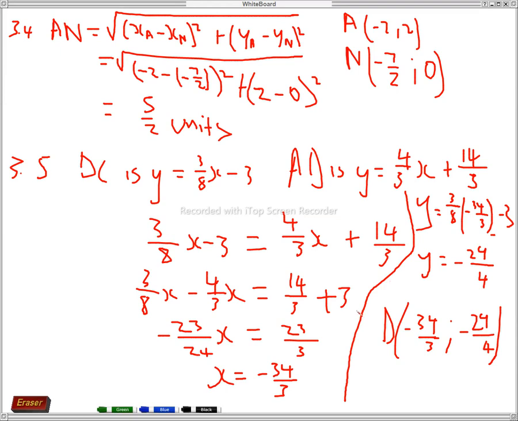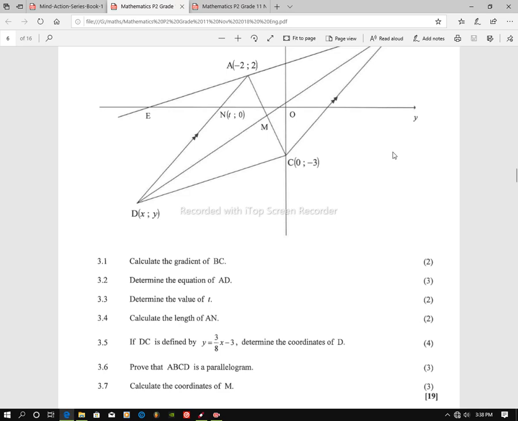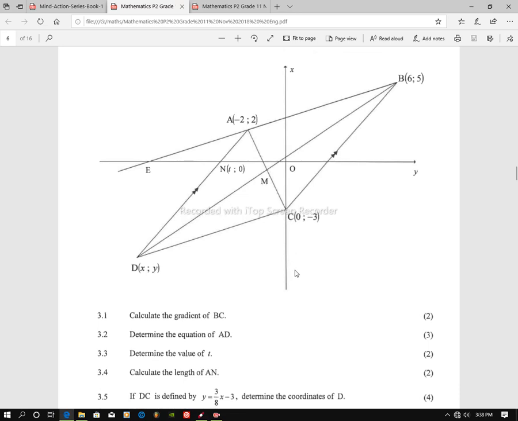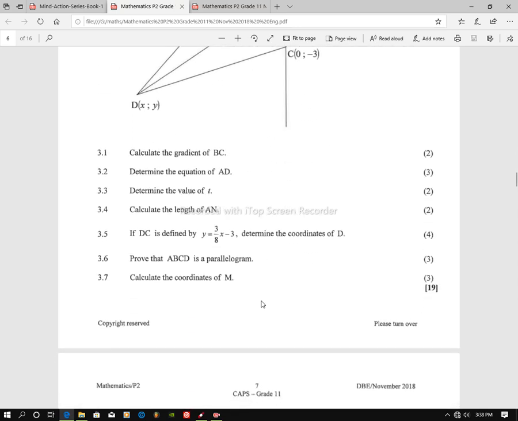Let me just put it in that way, because our x is negative and the y is negative too. So it's just as easy as that, guys. But again, let's just continue with the lesson.